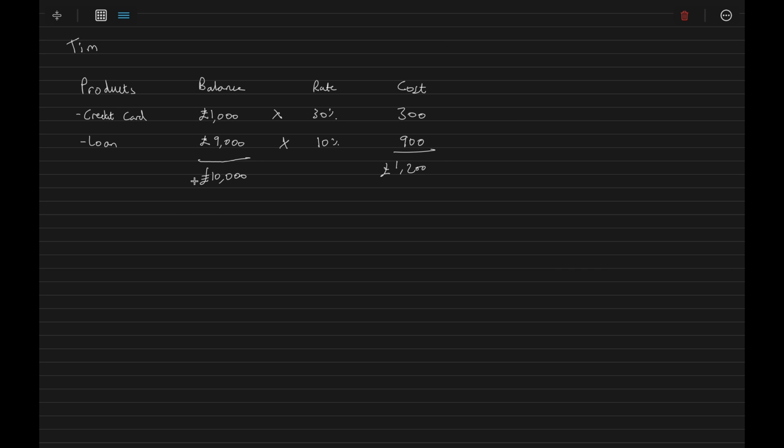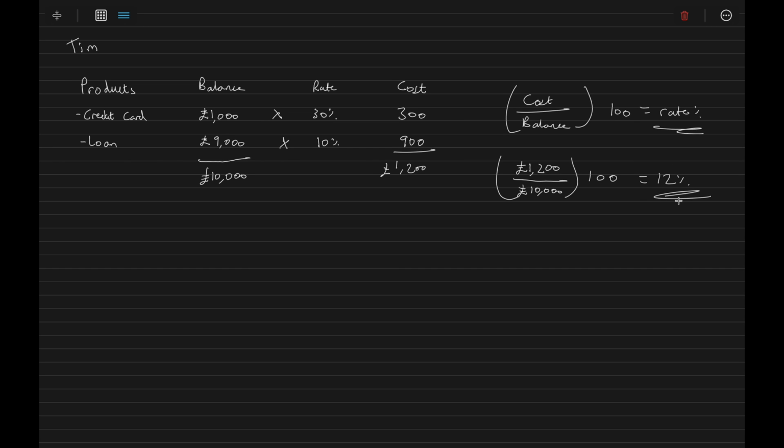£1,200. And therefore, if we were trying to get his weighted rate that he's got here, we'd take his cost divided by his balance, multiplied by 100 to give his rate as a percentage. So in this instance, we take his cost, which is £1,200, and we divide it by his balance, which is 10 grand, and then we'd multiply it by 100 to get a rate of 12%. So that's 1,200 divided by 10,000 multiplied by 100 to give 12%. That's how we work out his weighted cost there. So that's what Tim's got there. This is what Tim had. This is his old view.